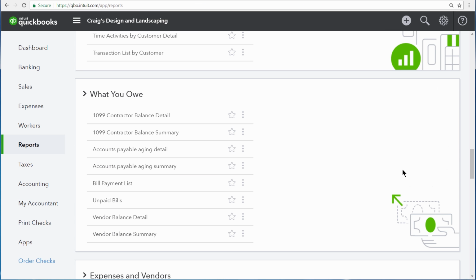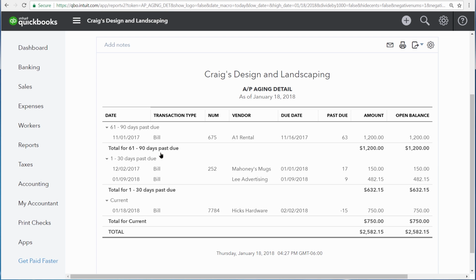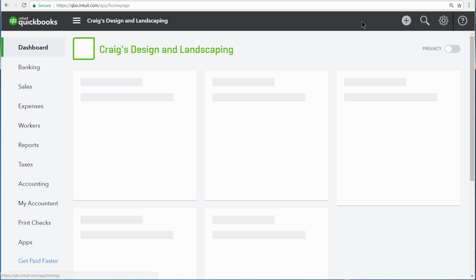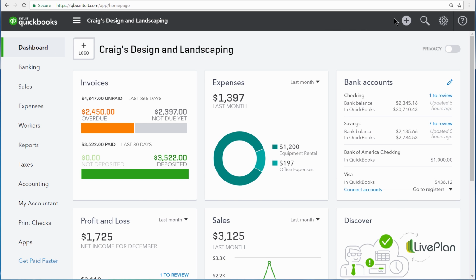The Accounts Payable Aging Detail report gives you similar information, but it can sometimes be more difficult to read because there's more data on it, and it's organized in a different way. This report organizes all of your bills by aging period. So here you can see all of your bills that are 61 to 90 days overdue and 1 to 30 days overdue, as well as all of your current bills, and then the totals for each one of these aging periods. Use all of these methods to track how much money you owe and who you owe that money to.